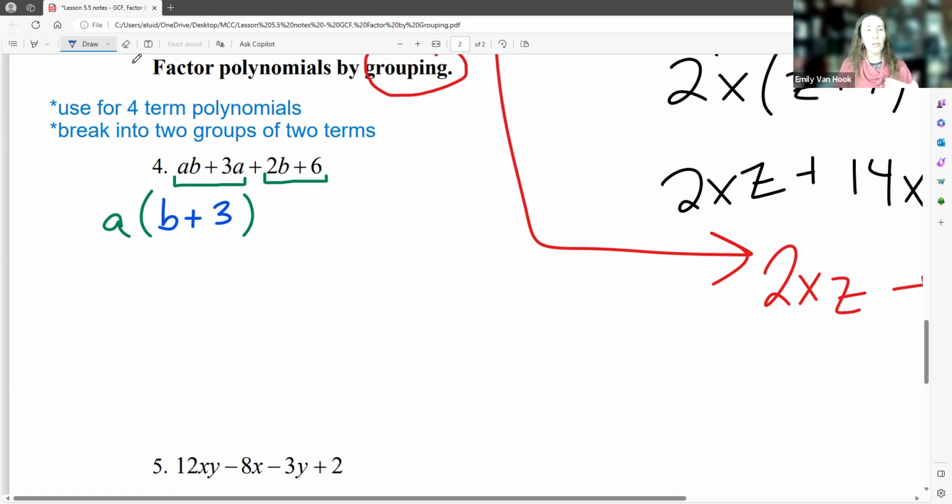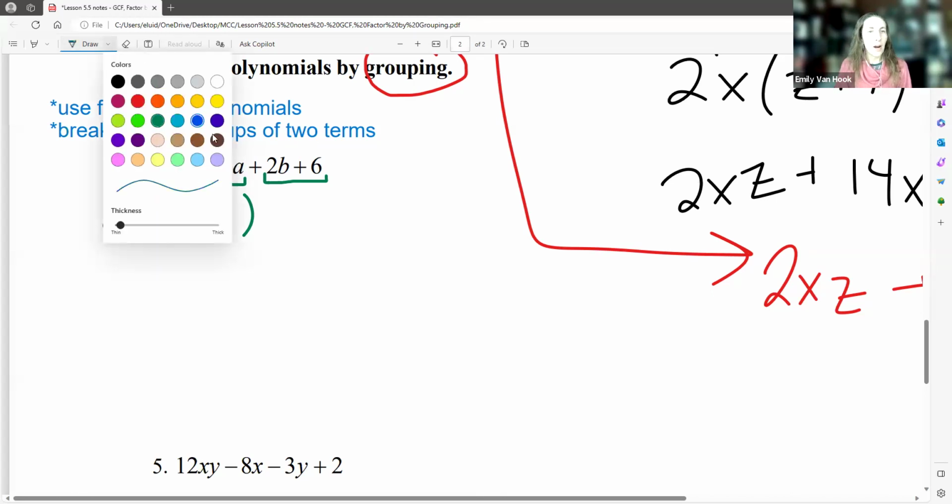Now we go to our second group and we do something similar. For our second group, we have 2B plus 6. The GCF here is not A, it's actually 2, right? So we can divide both of these terms by 2.